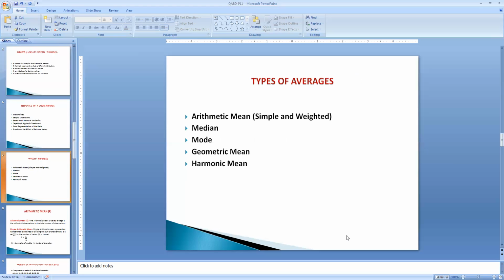Let us see some of the different types of averages that we are going to come across. Basically, there are five common types of averages. One is the arithmetic mean, the second is median, then mode, geometric mean, and harmonic mean. But we are going to study only three types of averages, that is the mean. In the mean also, we have two methods. One is the simple arithmetic mean, another is the weighted arithmetic mean. Median and mode don't have any other categories. From the examination point of view, only these three averages will be under our study. Geometric mean and harmonic mean are not under our study.